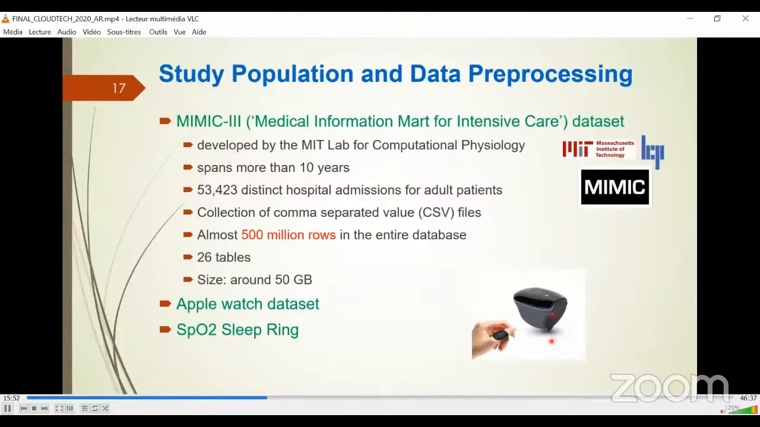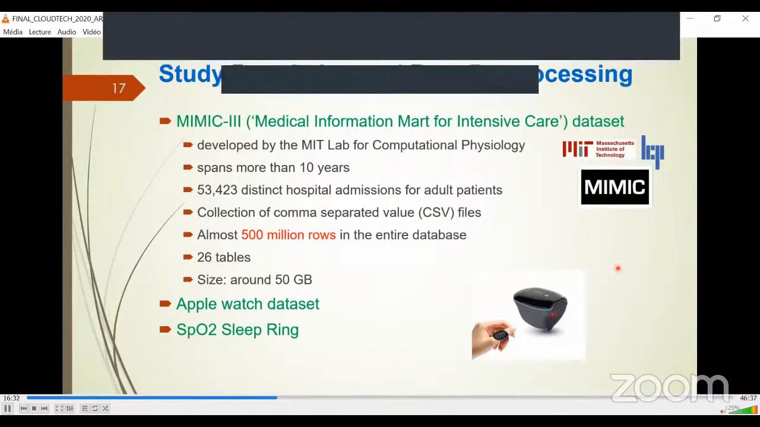We also used data coming from Apple Watches, regarding things like the heartbeat rates, and so on. And we also used this device, which is called the SpO2 sleep ring, that gives you information like the oxygen saturation levels in your body, just by putting this ring on your finger. You can get readings for a period of time, and then you can transfer these readings using a USB cable.